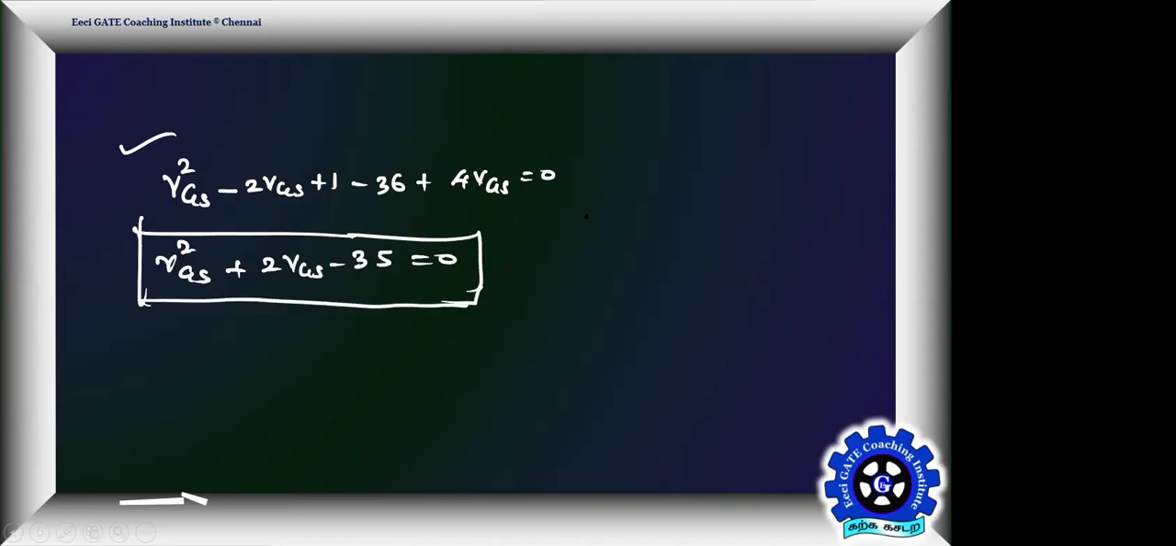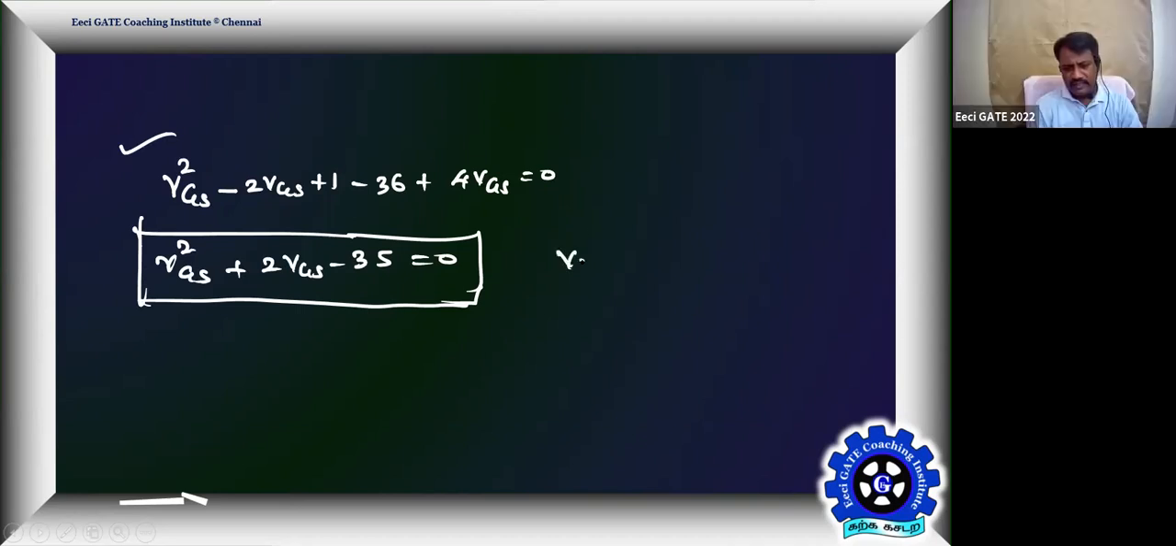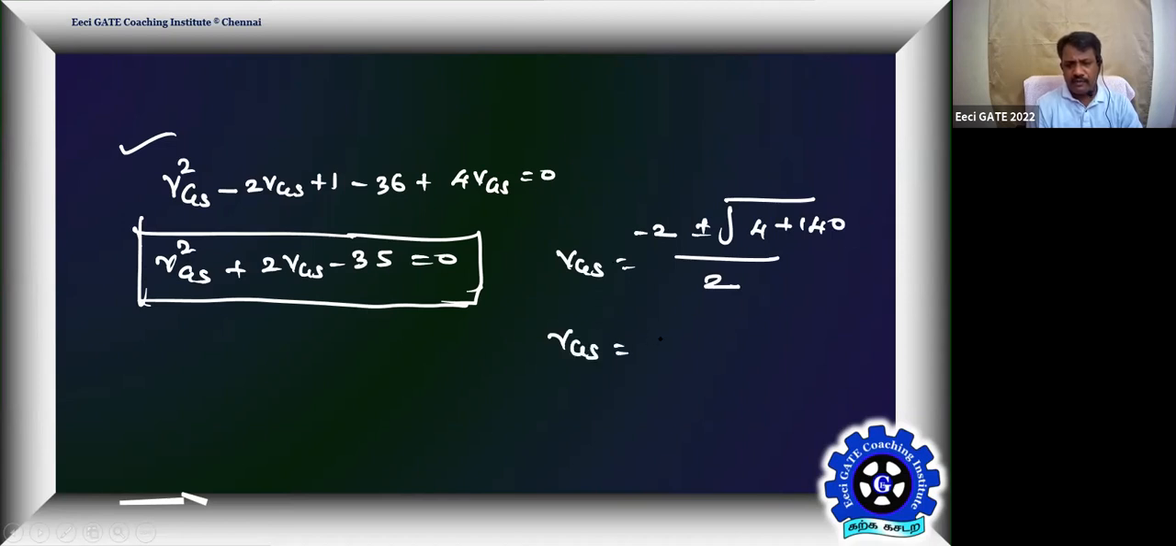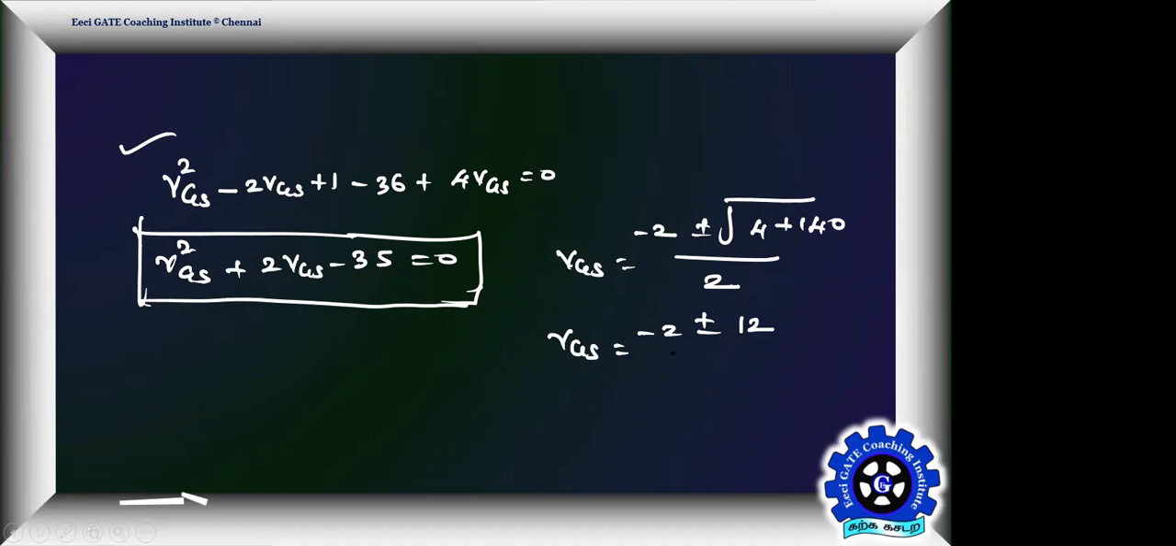Yes, sir. Now we can solve for the VGS. So VGS is equal to minus B plus or minus root of B square, that is 4, minus 4 AC. So it is going to be 4 into 35, it is going to be 140, divided by 2A. Then VGS will be equal to minus 2 plus or minus root of 144, which is nothing but 12. Am I right? Yes, sir. 12, right? Divided by 2.